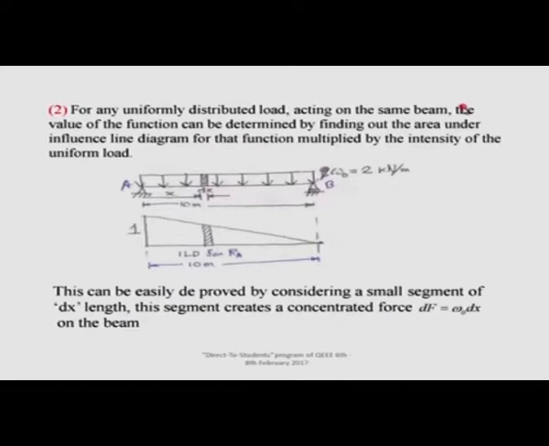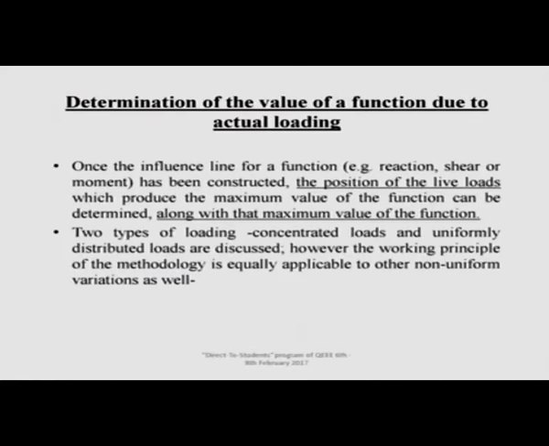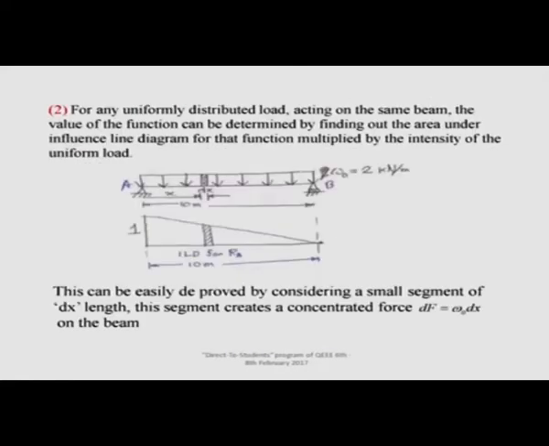Next, for any uniformly distributed load acting on the same beam, the value of the function can be determined by finding the area under the influence line diagram for that function, multiplied by the intensity of the uniformly distributed load. This is also apparent for us. I can say that the uniformly distributed load basically consists of point loads at different locations. So let us assume that there are point loads everywhere, going down. I have learned how to deal with point loads just before this. So why not extend the point load concept to here?